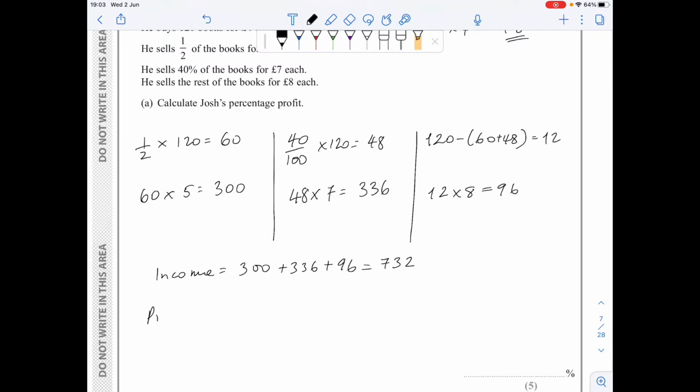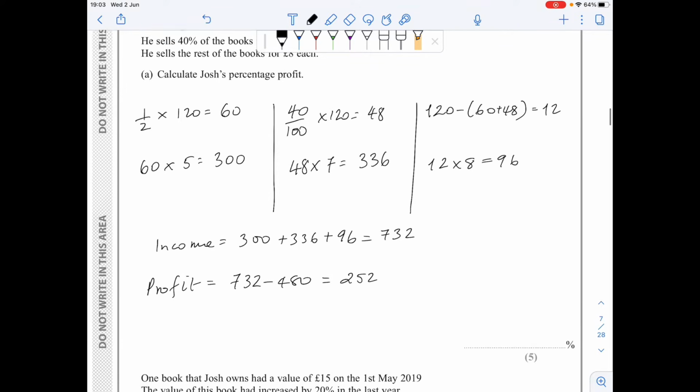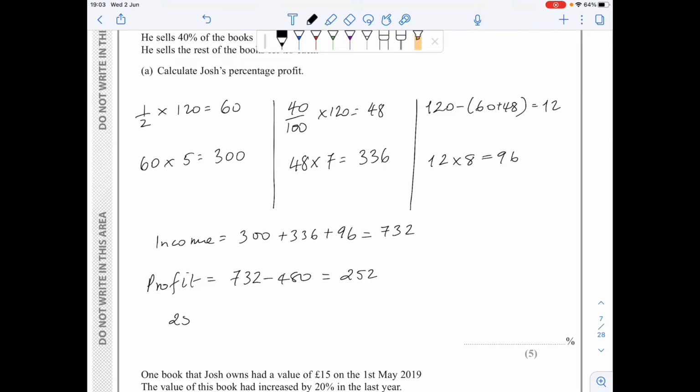So the profit is equal to 732 minus 480, which is equal to 252. To find the percentage profit, I will do the profit over the cost price times 100, and this will give me 52.5%.